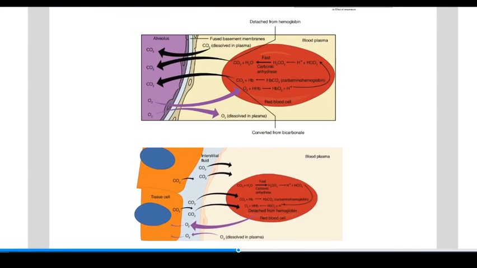Now let us consider external and internal respiration. External respiration is the exchange of gases between the alveoli air and the blood. Internal respiration is the exchange of gases between the blood and tissues.